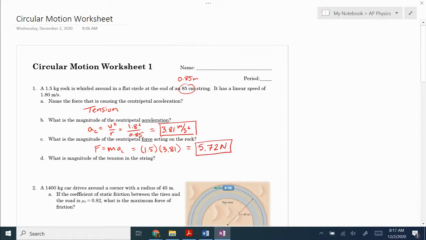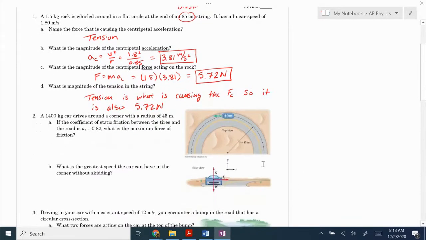So what is the magnitude of the tension on the string? Right, in part A we said that tension is what's causing the centripetal force. So it's also 5.72 newtons. Okay, moving along.